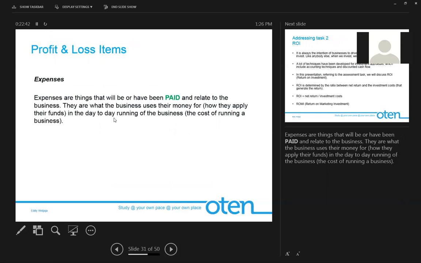Now let's have a look at the expenses further. There are things that will be or have been paid and relate to the business. They are what the business uses its money for in the day-to-day running of the business, the cost of running a business.